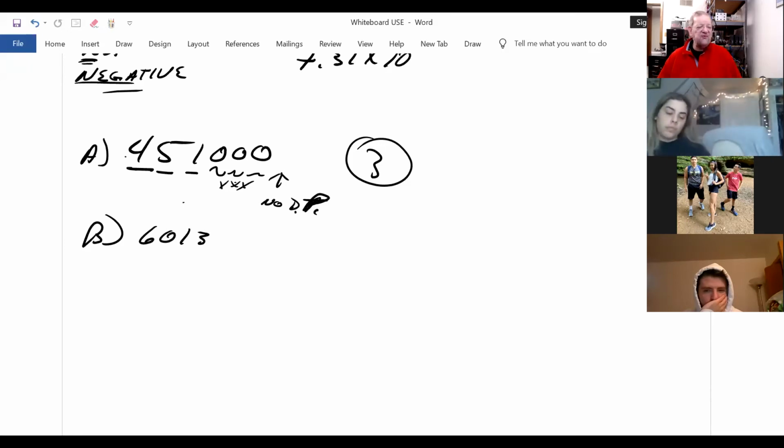Why don't you do this one? How many significant figures in B? Time's up. Let's take a look. All non-zero numbers are significant. Zeros that are confined in between 2 non-zero numbers are always significant too. So this would have 4 significant figures.